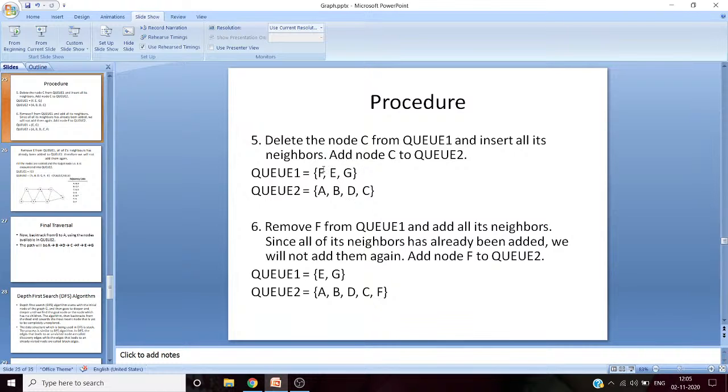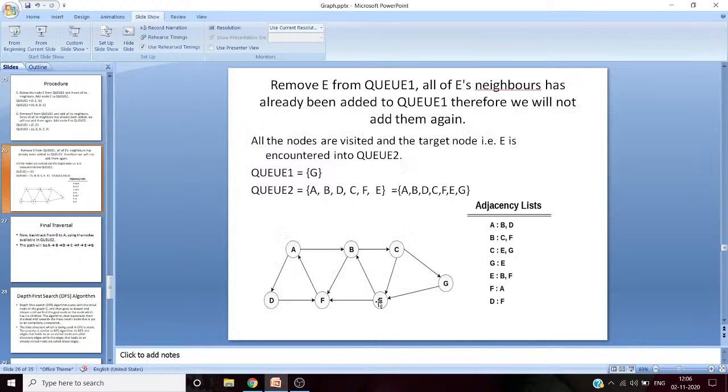Finally E will be put here. A, B, D, C, F, E in Q2. Next, the last node in Q1 is G. G has only one neighbor, I guess, E, which is already processed, already in Q2. So we'll put G in Q2 and Q1 is null.